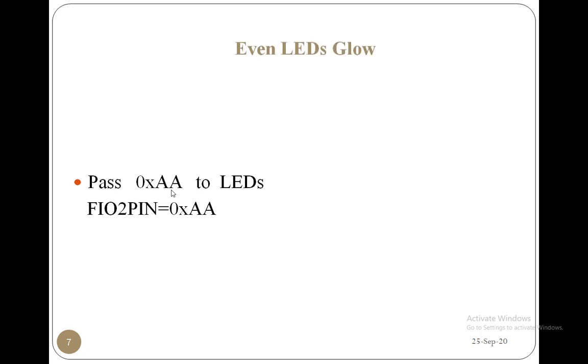So the infinite loop I am giving here by using the while loop, while one. So while one, we have to execute the statements inside this. This while one loop is called an infinite loop. So infinite times means the even LEDs are glowing continuously, right?